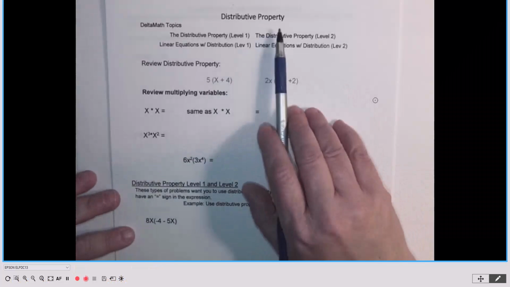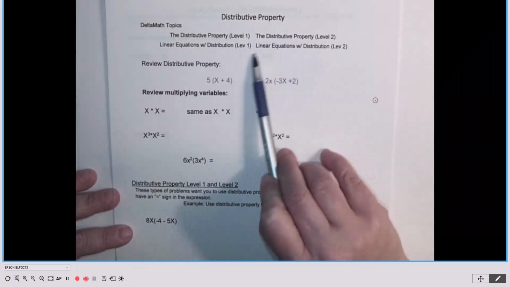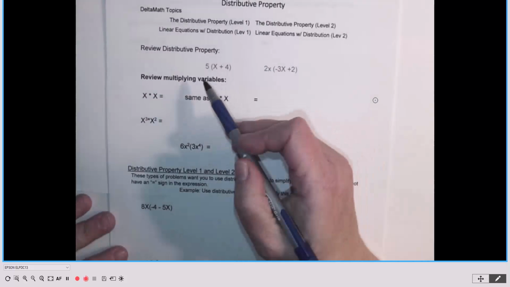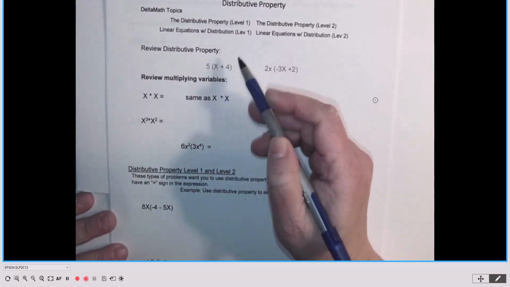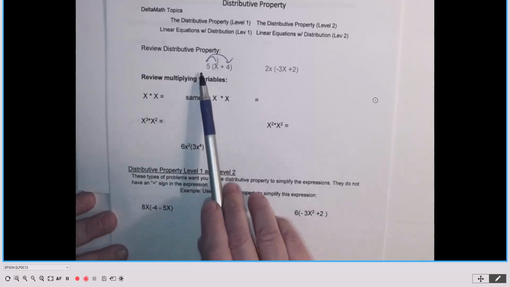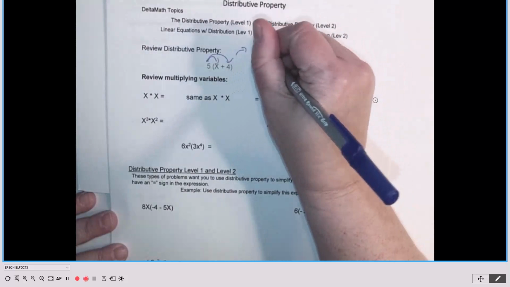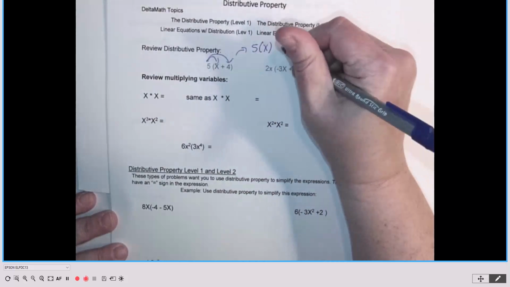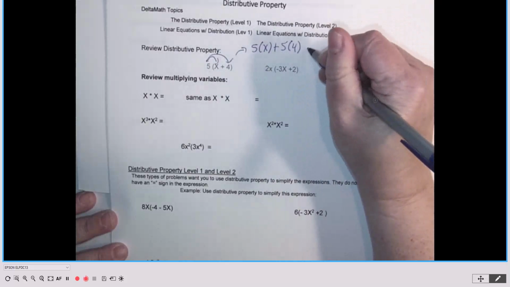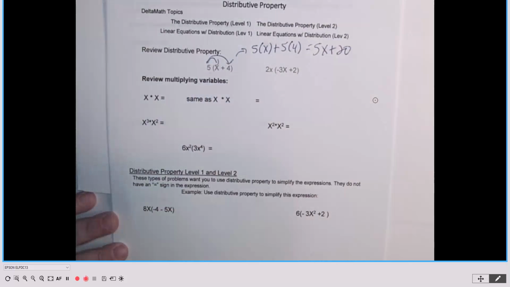All right, so let's take a look at the distributive property. These are the Delta Math problems that we will be doing. There's different levels of each of those topics. So let's review distributive property in general. Essentially, you take the value that lives outside the parentheses and distribute it to everything within the parentheses. So 5 is multiplied by x and 5 is multiplied by 4. It looks like this: 5 times x plus 5 times 4, which is 5x plus 20, and that is your answer using the distributive property.